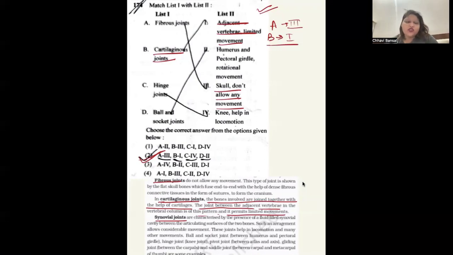Hinge and ball and socket joints, these are synovial joints. There are basically different types of synovial joint: ball and socket, hinge joint, pivot joint, saddle joint, and all of that. Okay, so let's see what are these.